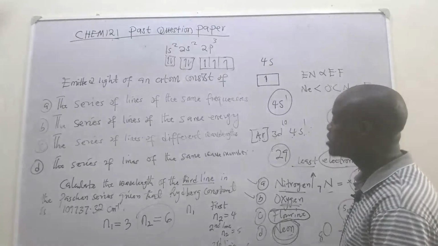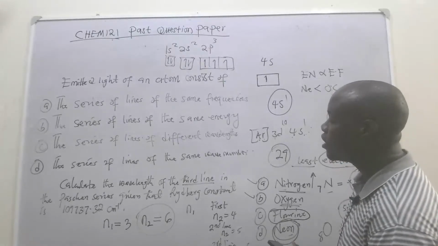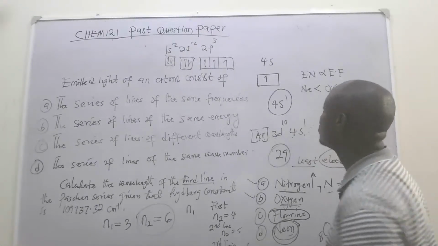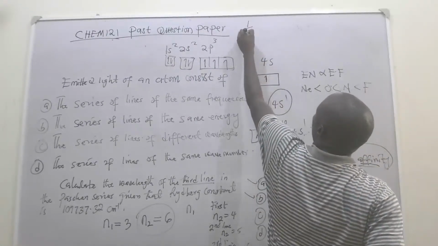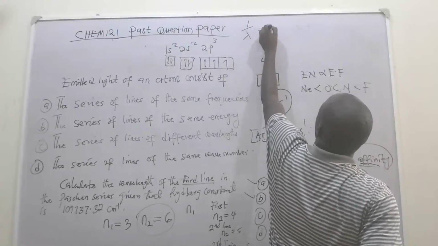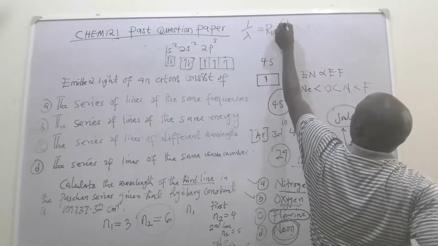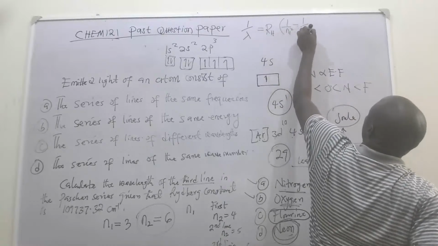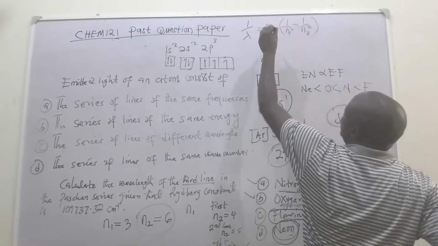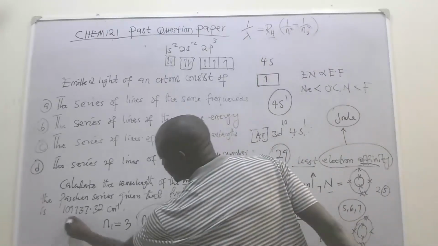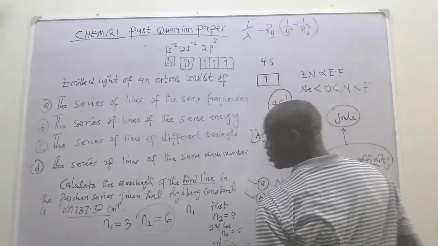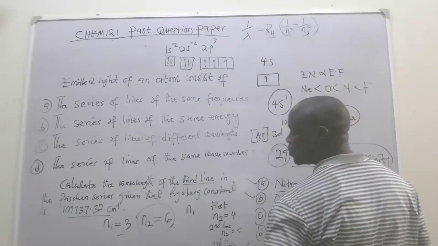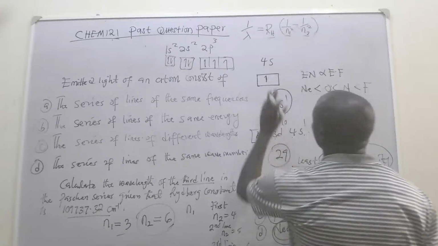So now with this, I think you can easily apply the Rydberg constant. But ladies and gentlemen, I realized something from this question. We have 1 over lambda is equal to the Rydberg constant, open bracket, 1 over n1 squared minus 1 over n2 squared. So you have your Rydberg constant already given, and then your n1 is equal to 3, and your n2 is equal to 6. So please, I wanted you to do this calculation and get the answer.